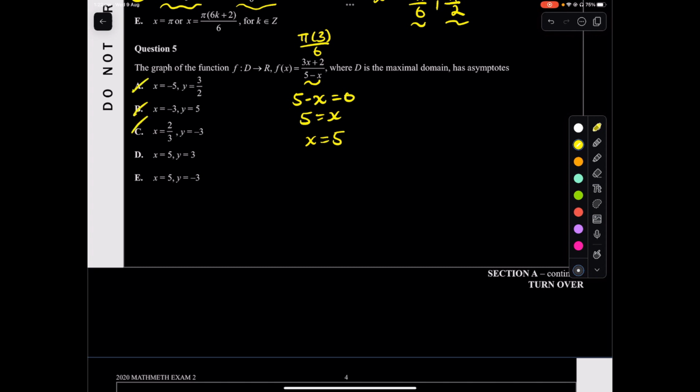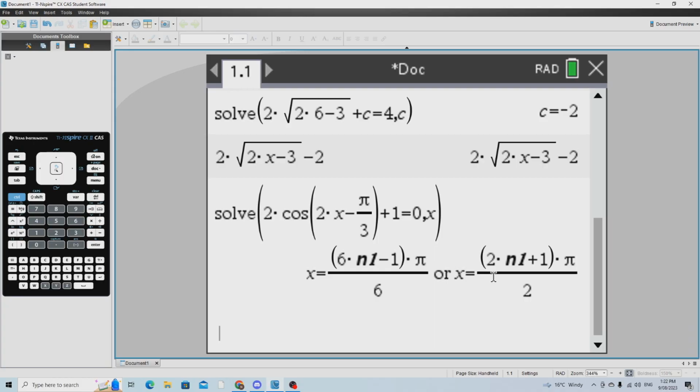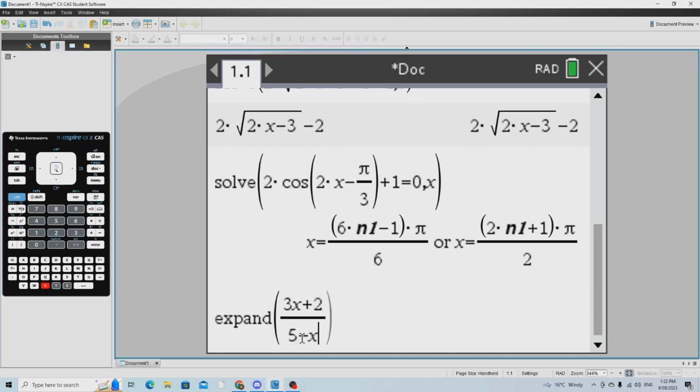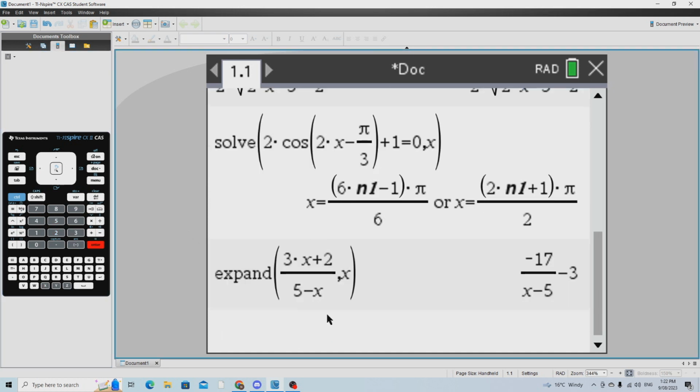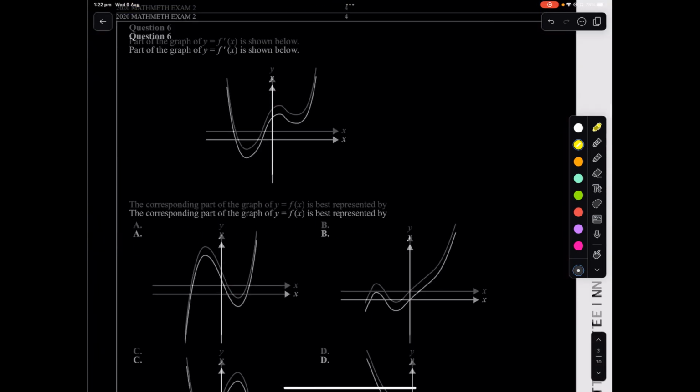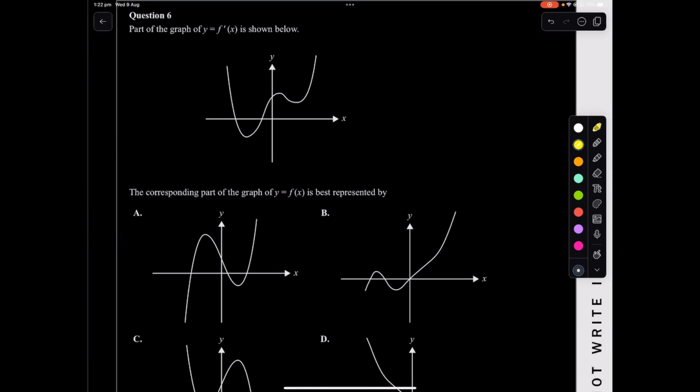Now, to find your y asymptote, what we're going to do is go on our calculator right over here, and we're going to write expand. And we're going to write the whole equation. So 3x plus 2, 5 minus x, comma x. And this is our expanded form. Now, right over here, this is your y asymptote, your actual y. So y equals negative 3. Which one has y equals negative 3? E is your answer.